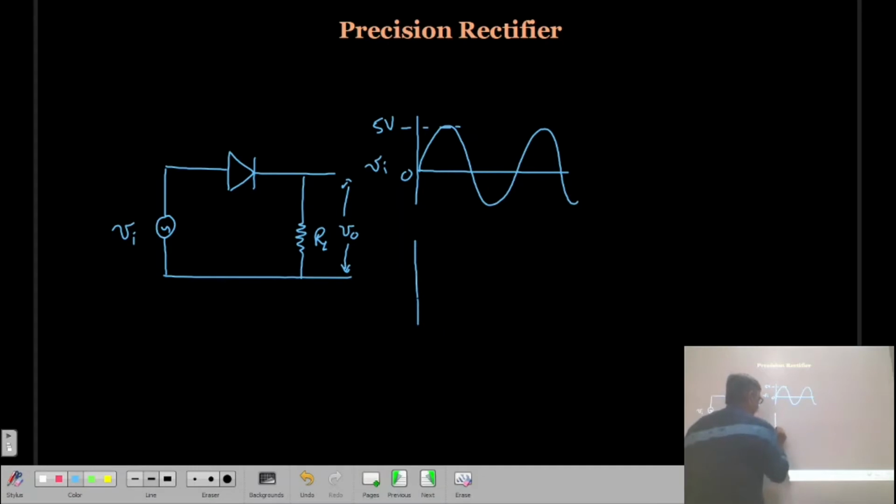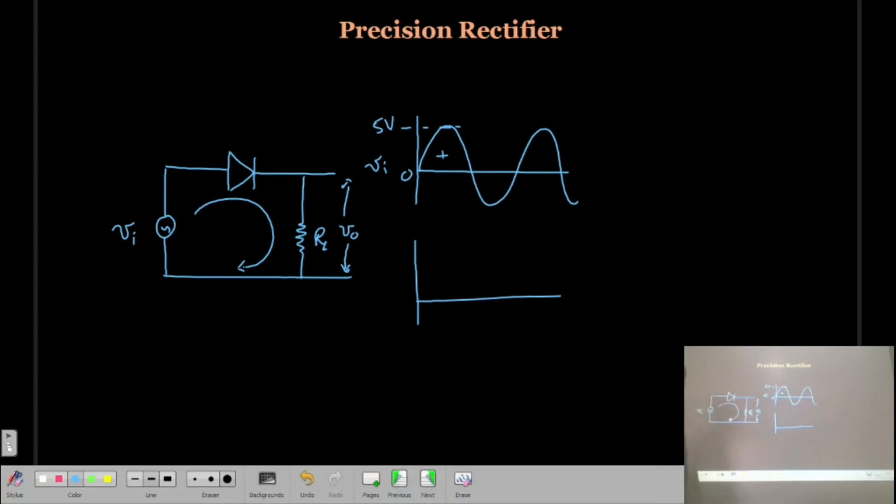Now we know that whenever there is a positive cycle, the diode will be in forward bias and there will be a flow of current, and you will get a voltage across the load resistance RL. Whenever we have the negative cycle, the diode will be in reverse bias and no output voltage will be present. Again for the positive cycle, the output voltage is there, and then the diode will be in reverse bias. So here we have the output voltage of a rectifier.